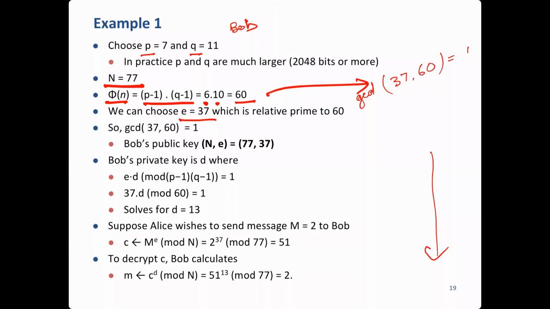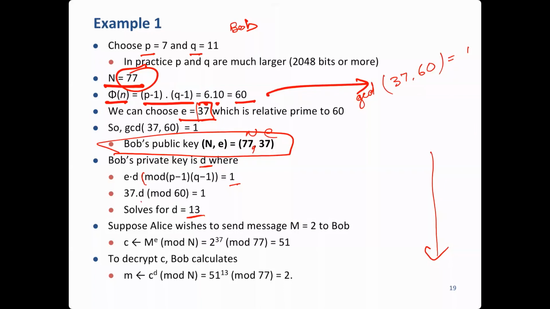All right. So E is now 37 and N is equal to 77. So the public key of Bob becomes 77, 37. This is N, and the other one is E. And now Bob has to calculate the private key D. So E into D, mod (P minus 1)(Q minus 1), has to be 1. Now E is 37, so 37 into D mod 60 has to be 1. If you solve this, you will get the value of D is equal to 13.